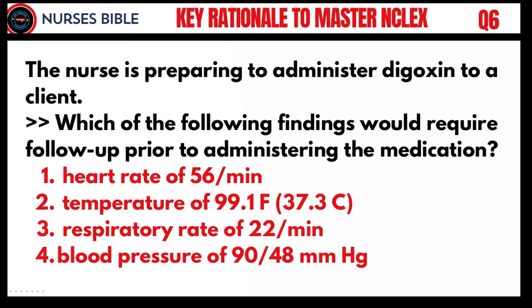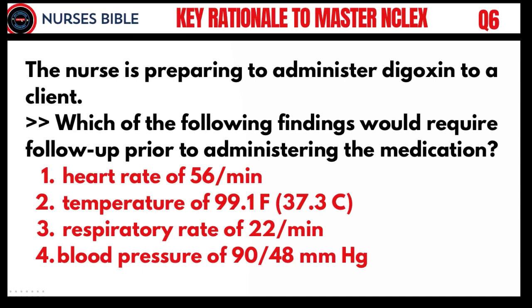Option 2, a temperature of 99.1 Fahrenheit or 37.3 Celsius. Dig doesn't have any effect on our temperature. As long as we're in a pretty normal range and we don't have anything else going on cardiac-wise, our temperature isn't really going to matter when we give dig. We can go ahead and give that safely at that point. With option 3, a respiratory rate of 22 a minute. Again, not associated with dig. We would maybe want to look at our respiratory rate if we were giving something like an inhaler, but for this medication, it's not necessary.